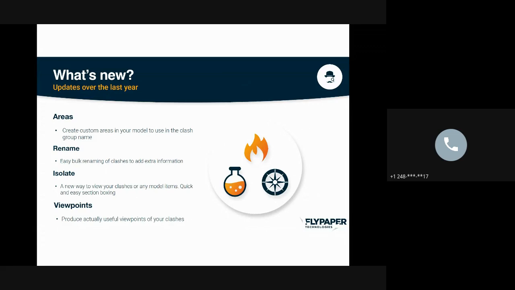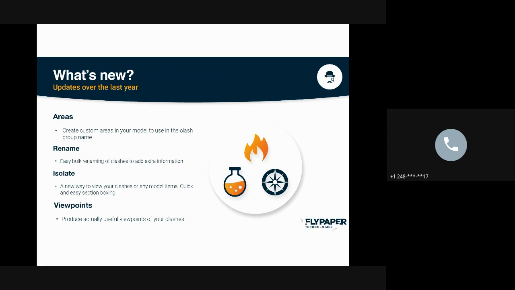So the new things that we've done over the last year, we've released 4 different features. Most recently, the viewpoints feature, which came out last week. We have the areas feature, which is creating custom areas in your model so that you can get those area names into your class group names. We released that rename feature, which is an easy bulk renaming of classes to add some extra tagging information or any other types of information you wanted to put into class names.